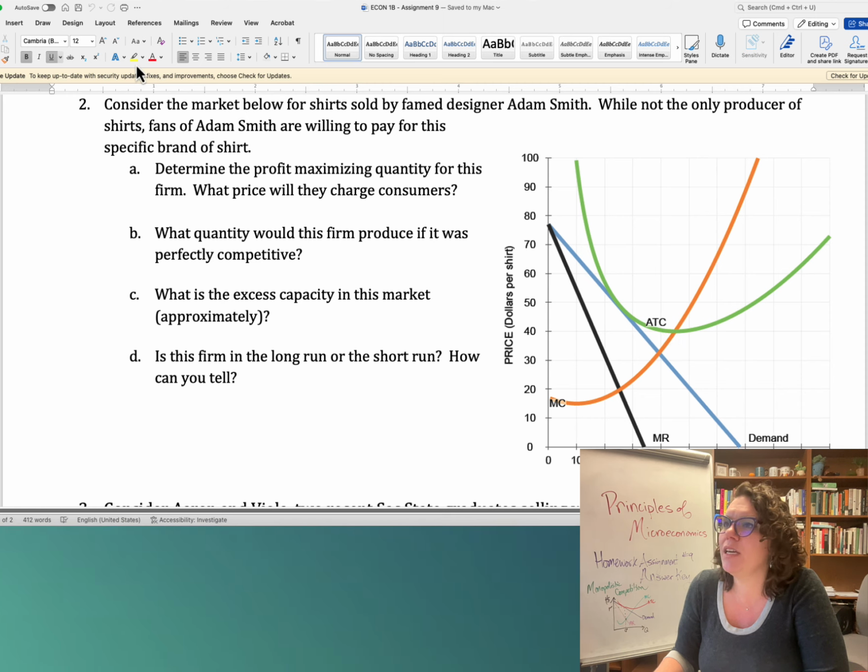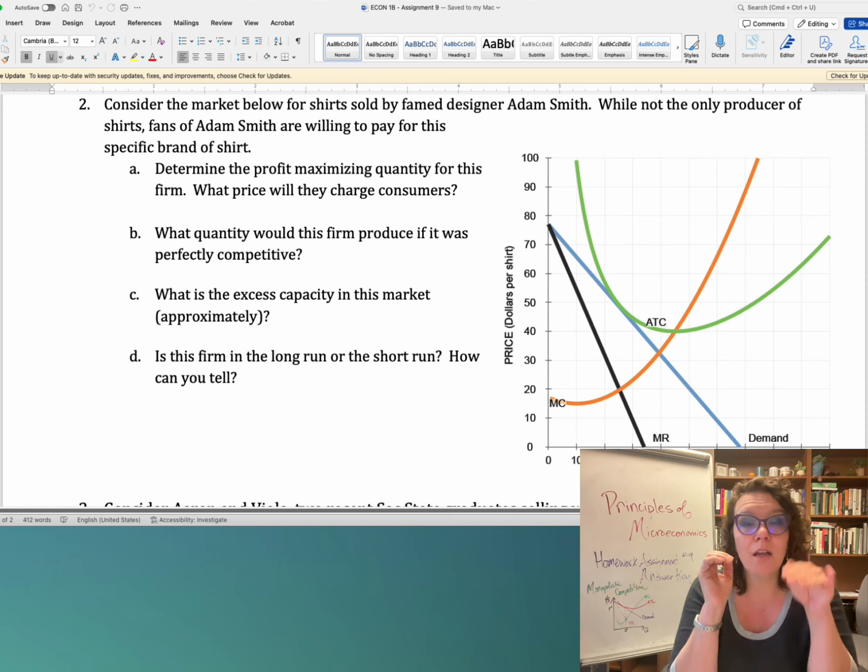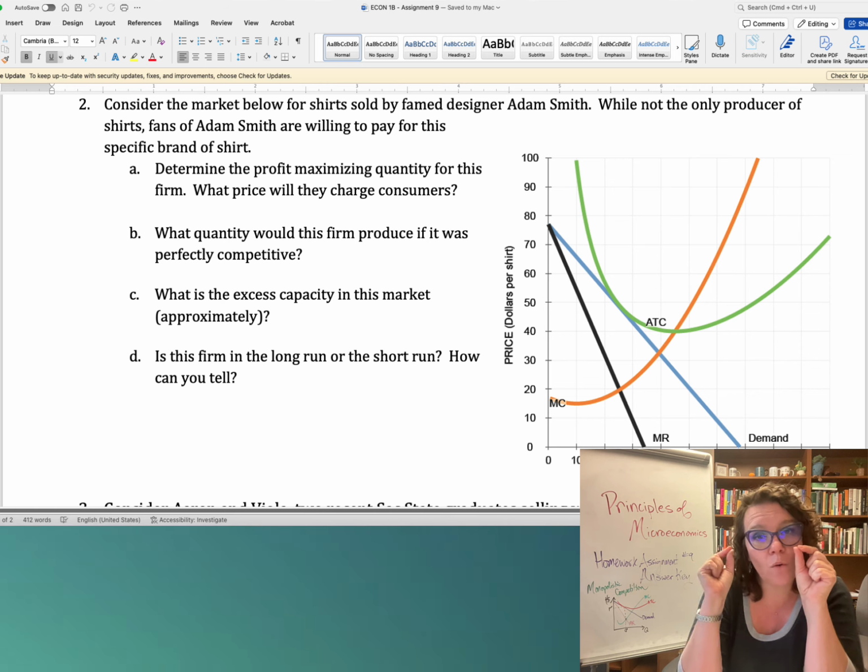And so what we see is, if we look at this, and let's go ahead and color it in a really weird color. Let's make it bright pink so it stands out for us. That's our excess capacity. So that's going to be about 20,000 shirts, right? From 25 to 45 is our excess capacity. It's the difference between the quantity the monopolistically competitive firm produces and the quantity that minimizes average total cost.